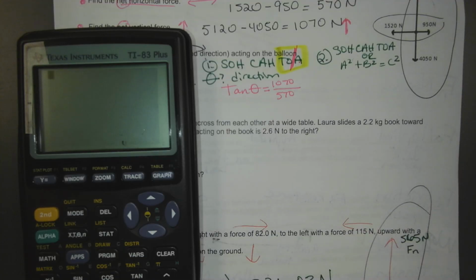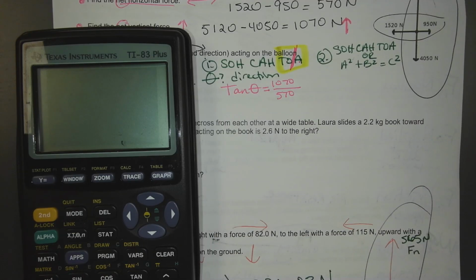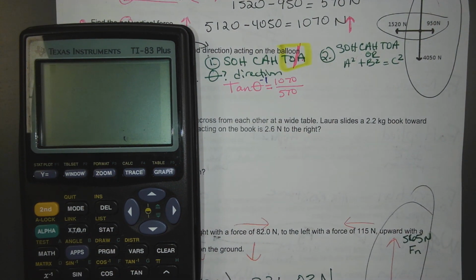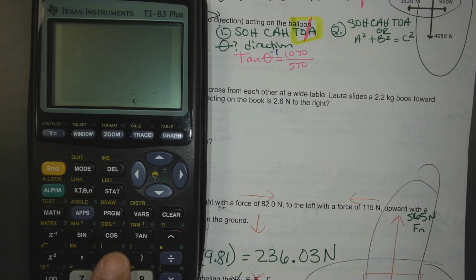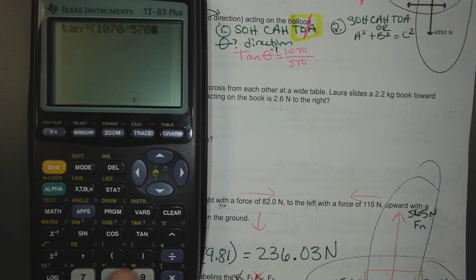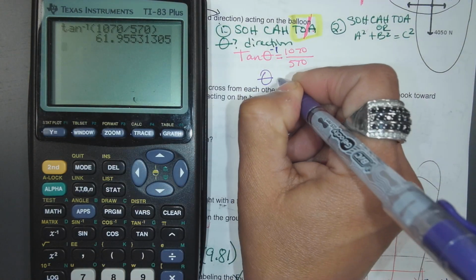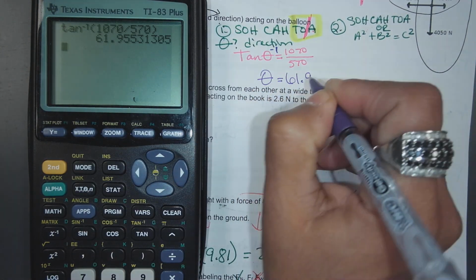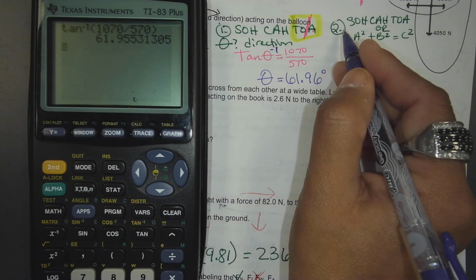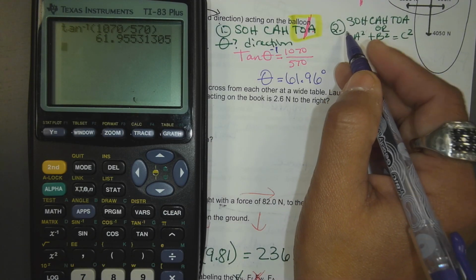Please don't forget, whenever you're looking for the theta, you need to use the inverse key. For us that would be second key tan, which is right here. There it is. It has the inverse that popped up of 1070 divided by 570. I'm going to close parentheses, and I end up with the theta of 61.9. I'm going to round it up: 61.96 degrees.